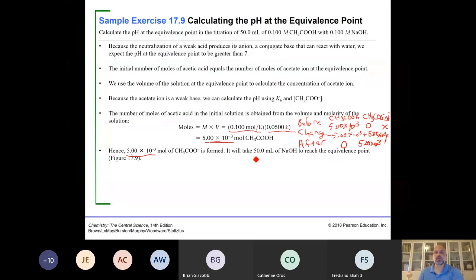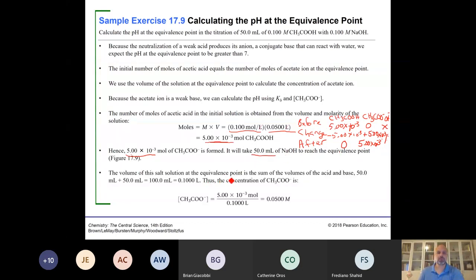We know that we're going to need, in the end, 50 milliliters of sodium hydroxide. The reason we know we need 50 milliliters is, well, actually it's not written here, so let me just draw the numbers out. We're going to need 5.00 times 10 to the minus 3 moles of hydroxide in order to neutralize the acid that's there. And you can simply work backwards, right?